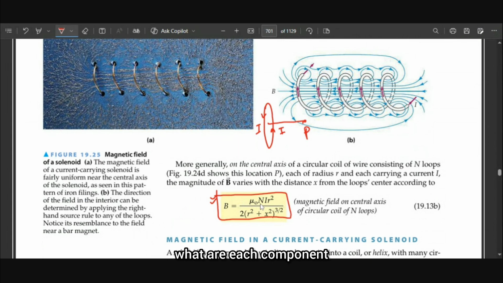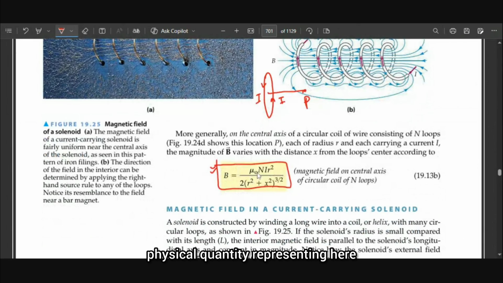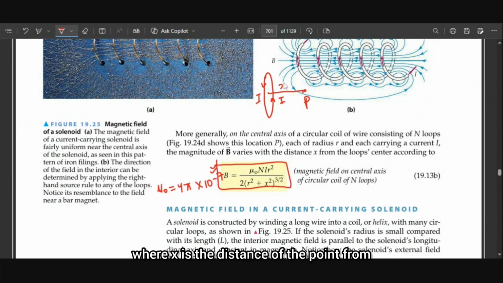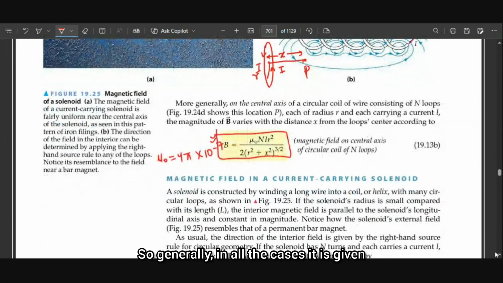Now let us try to understand each component, or each physical quantity, represented here. There is mu naught, which is permeability, and mu naught has a value of 4 pi times 10 to the power minus 7. That is something you need to remember. N is the number of turns of the loop, I is the current passing through it, R is the radius, and x is the distance of the point from the center of the loop. These are the things which must be given in order to calculate the magnetic field. Generally in all the cases it is given.